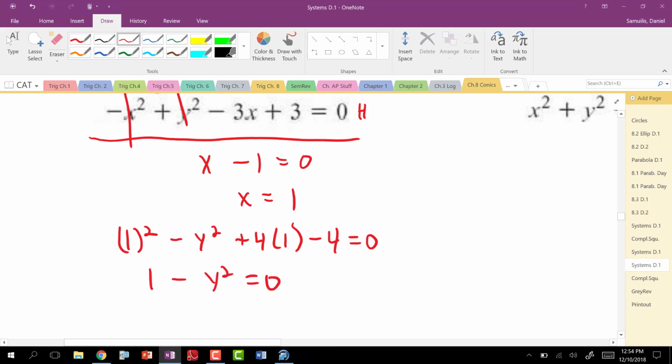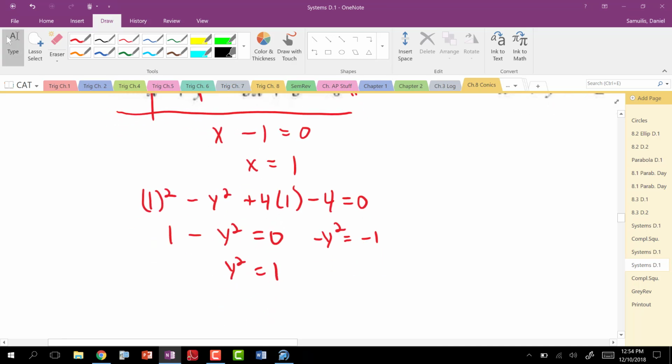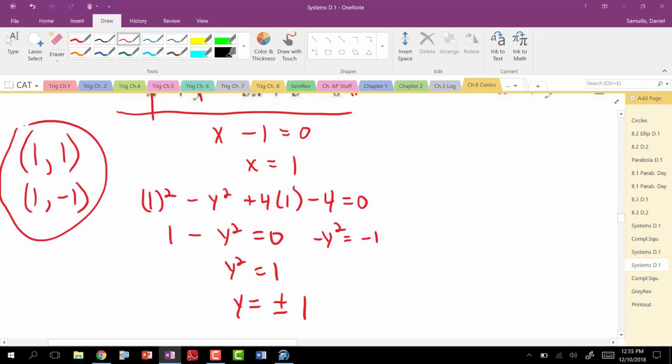0. What does that mean, y equals? Plus or minus 1. So, what are the coordinates? 1, comma 1, and 1, comma negative 1.